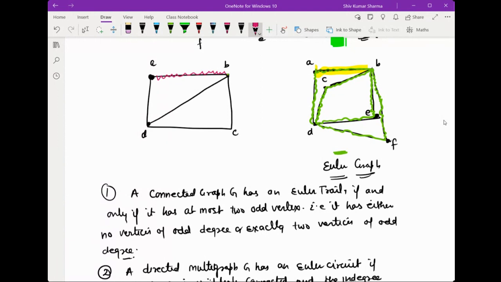We start visiting and then go to this edge. Then we need to visit this edge, but we cannot visit the same edge twice. So no route is possible. That means using this route, we cannot say that the given graph is an Eulerian graph. Now we have another choice.